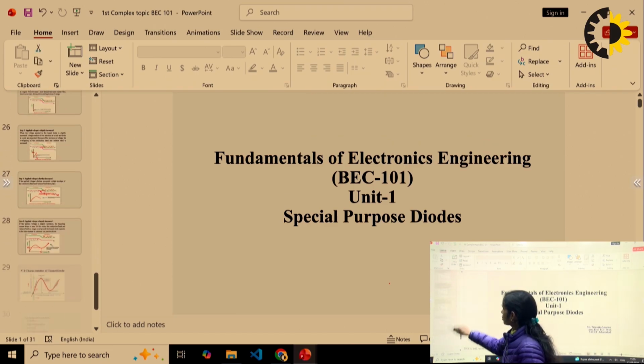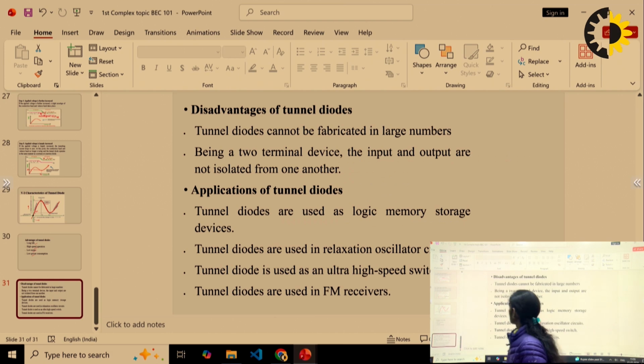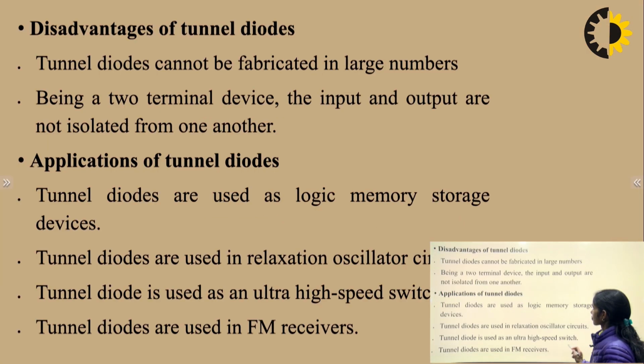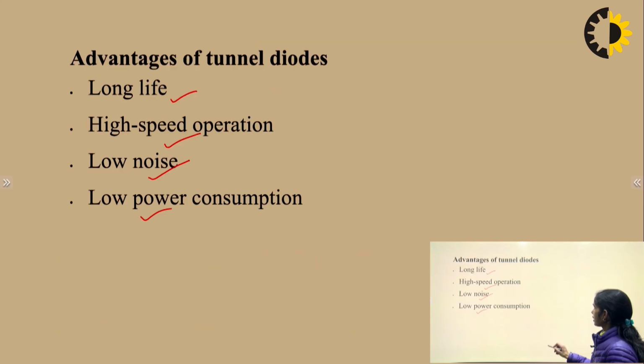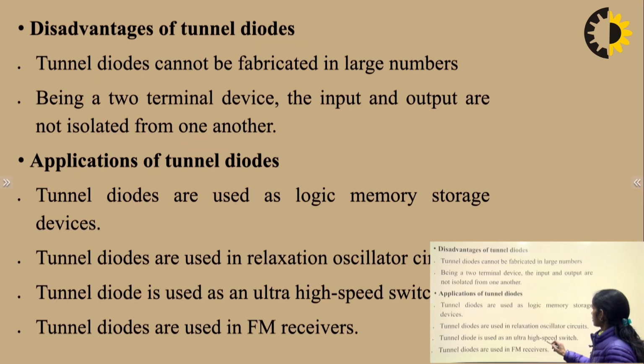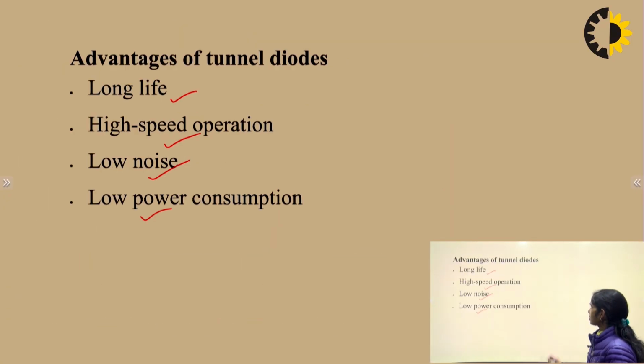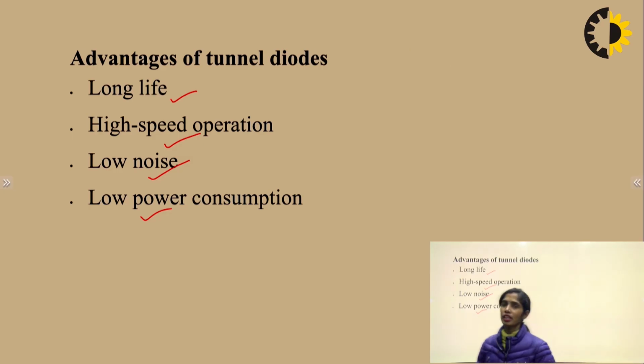It can be used in various applications like relaxation oscillator circuits, and it can be used as an ultra high speed switch. It can be used in receivers, FM receivers, and many more. So this completes the special diodes of the PN junction diode. We will end the lecture here.